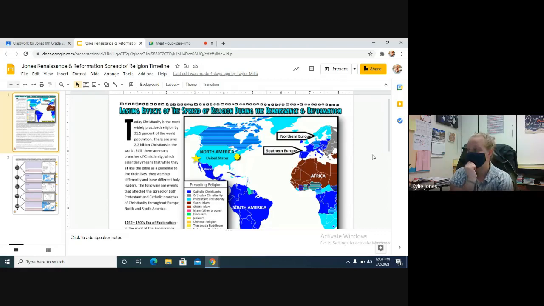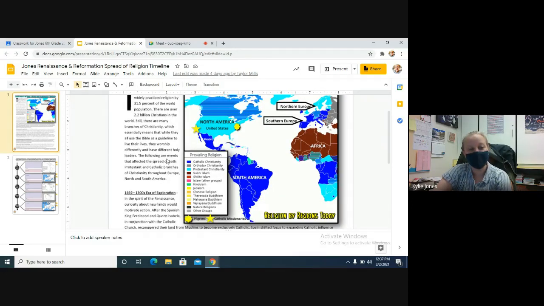But so the Renaissance and the Reformation are a time period in history that religion really kind of started spreading really quickly throughout the world. So let's go ahead and read through this. It says, today, Christianity is the most widely practiced religion by 31.5% of the world's population. There are over 2.2 billion Christians in the world. Still, there are many branches of Christianity, which essentially mean that while they all use the Bible as a guideline to live their lives, they worship differently and have different holy leaders. The following are events that affected the spread of both Protestant and Catholic branches of Christianity throughout Europe, North and South America.